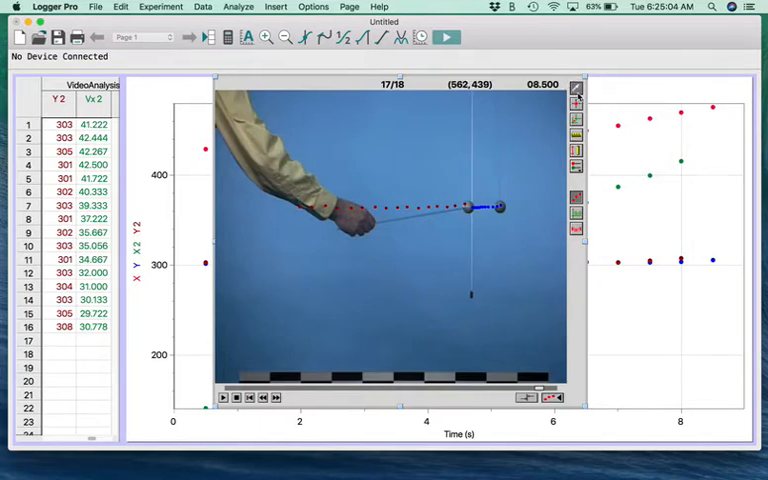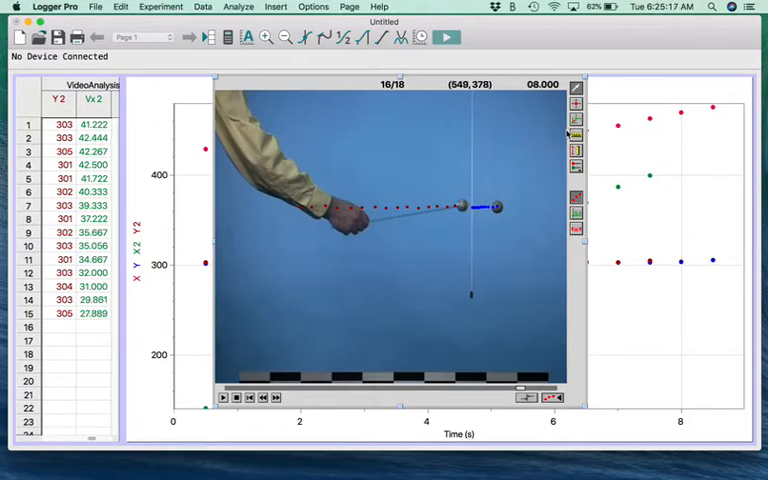Didn't care for that one. If you don't like it, you can select the arrow and delete. So you just click on the dot. It's a little bit hard to do, and hit delete. Now I'm going to remark that one.